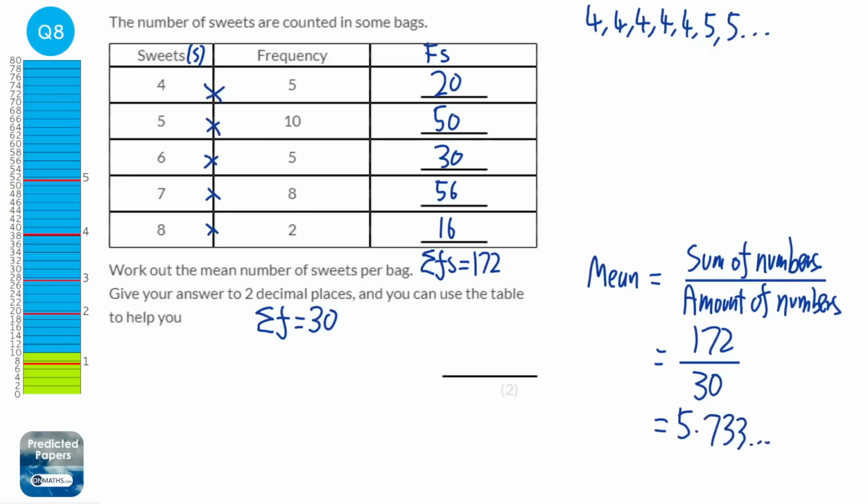5.733 and so on. It wants it to 2 decimal places, so what we're going to do is just round that to 5.73.